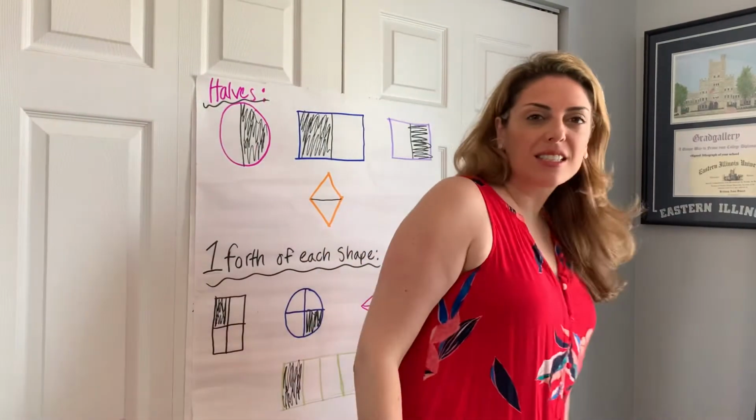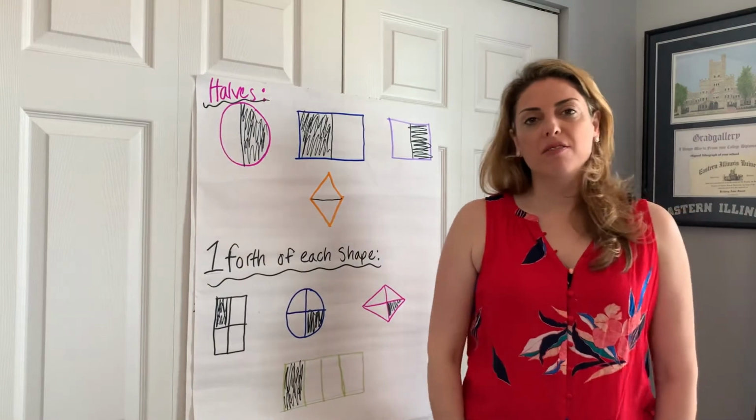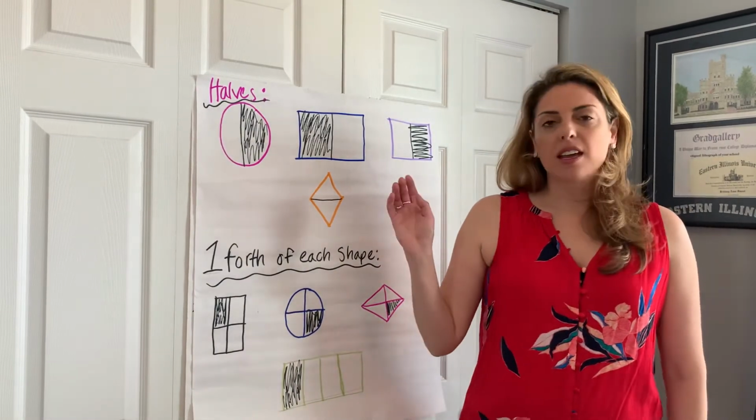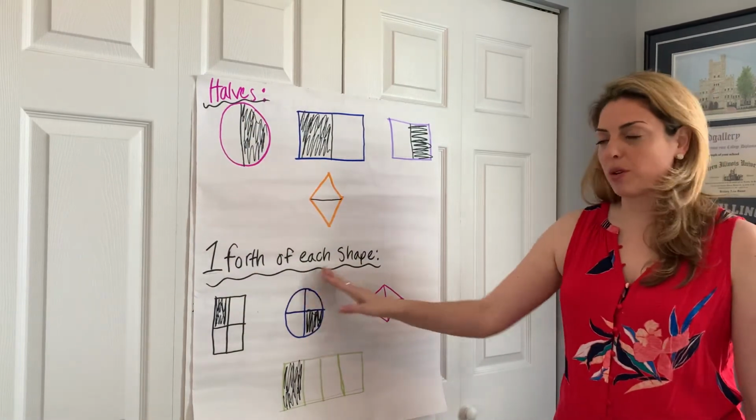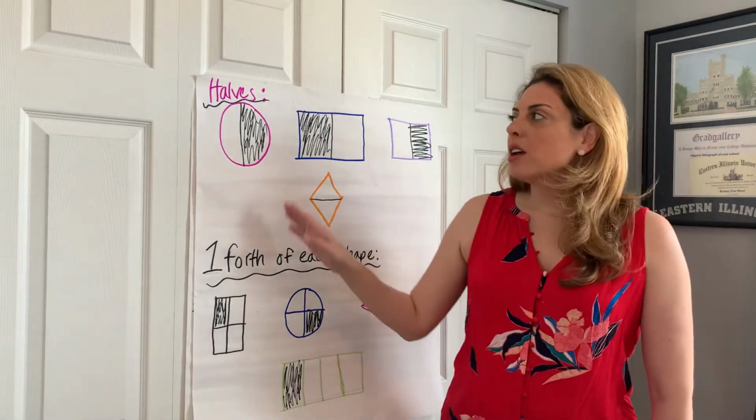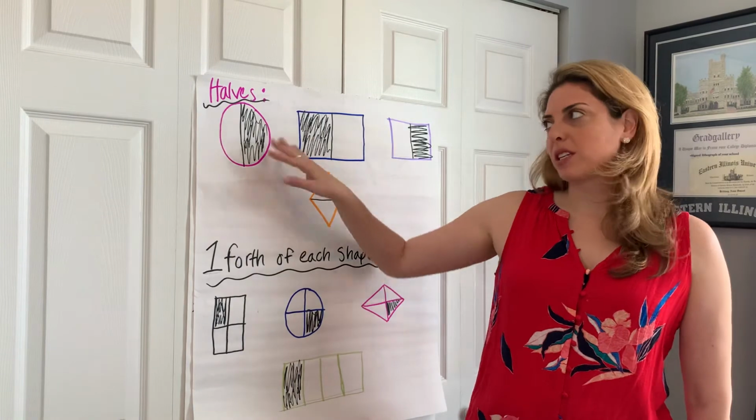Boys and girls, today we're going to be talking about lesson 5, module 9 and 10. Last week when we were talking about lesson 7 and 8, we were talking about halves and 1/4 of the shape, or a quarter. So I want us to look back though, and I want us to think about this.